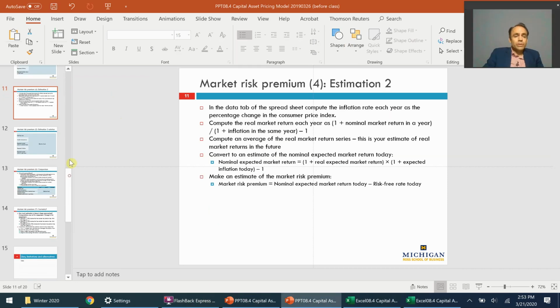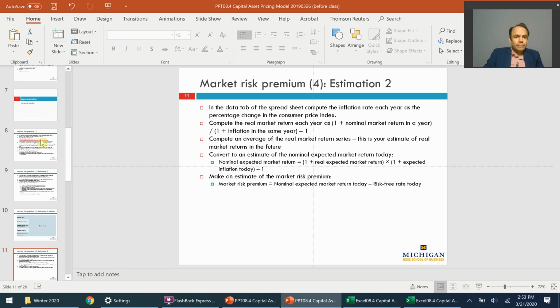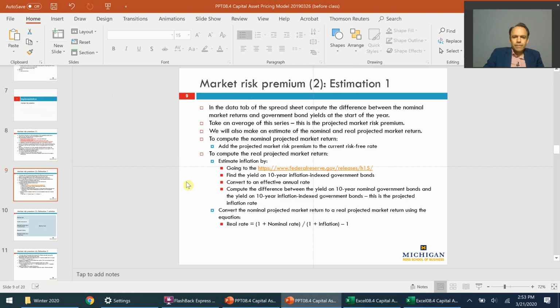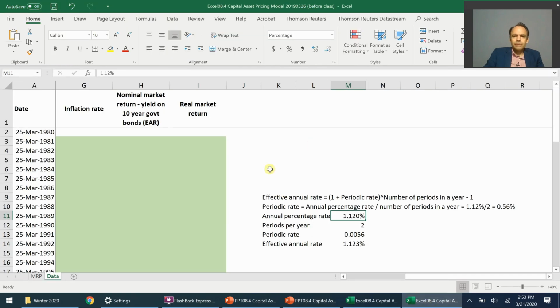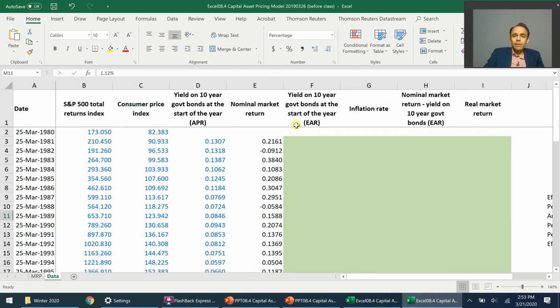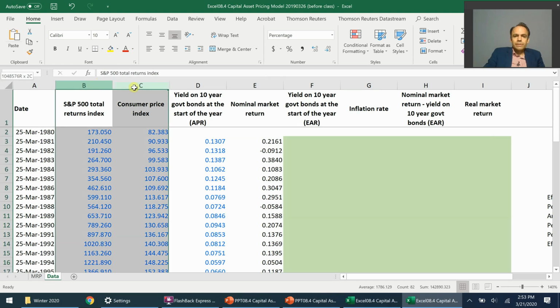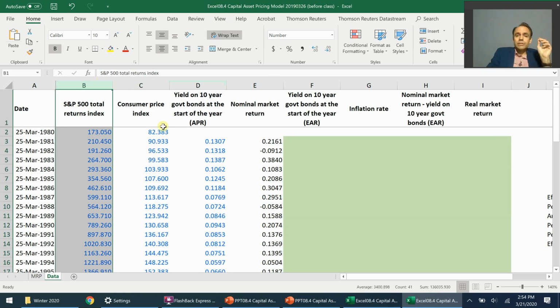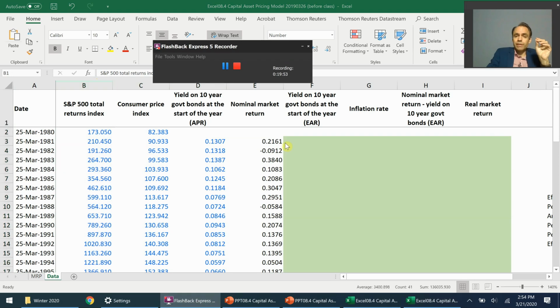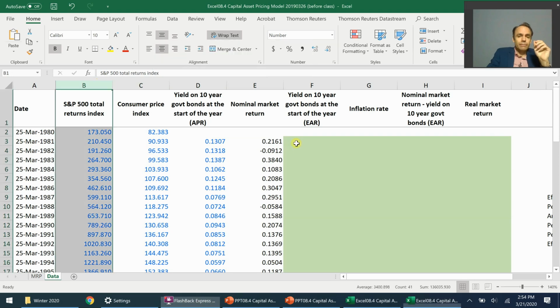Okay, so let's do the individual steps in Excel. I'm going to go to the before class version of our spreadsheet. We're going to use the cells in green as our computations. In columns B, C, and D, I've got some raw data. Column B is the S&P 500 Total Returns Index. It's not returns, it's the index. So we're going to have to compute percentage returns on that index.